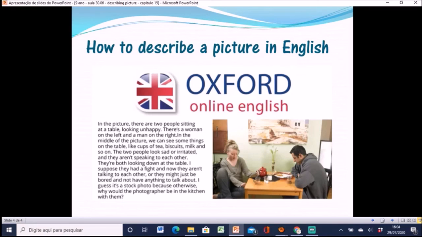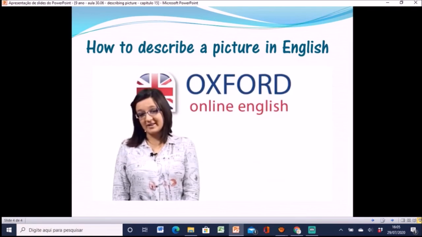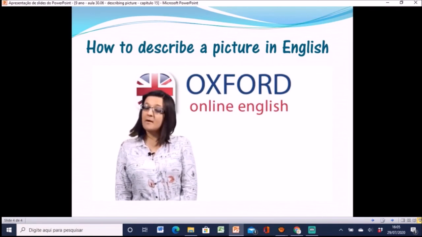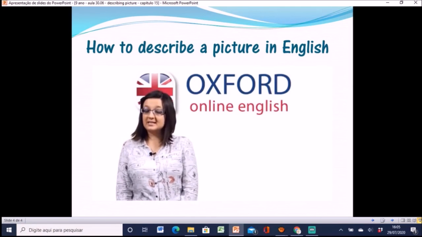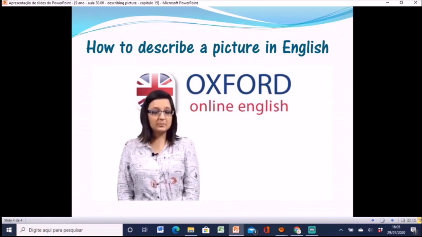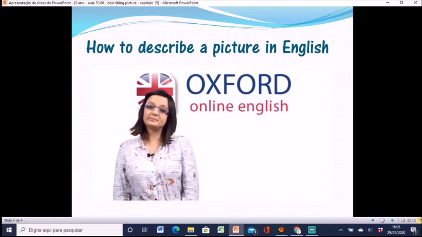I suppose they had a fight, and now they aren't talking to each other. Or they might just be bored and not have anything to talk about. I guess it's a stock photo, because otherwise, why would the photographer be in the kitchen with them? Do you think you could make an answer like this? Remember, all the language you need is in this lesson. You just need to take the things you practiced in each part and put them together.